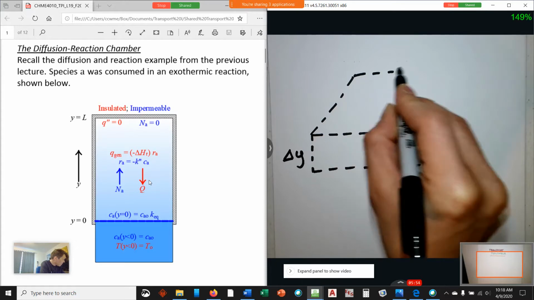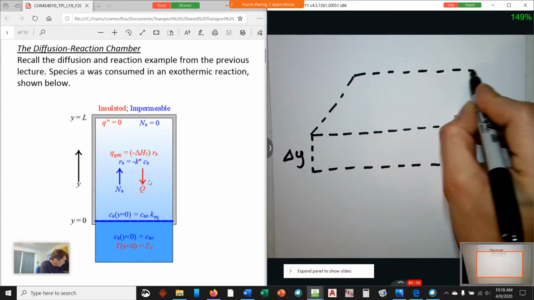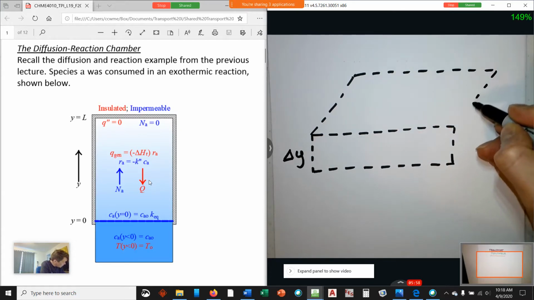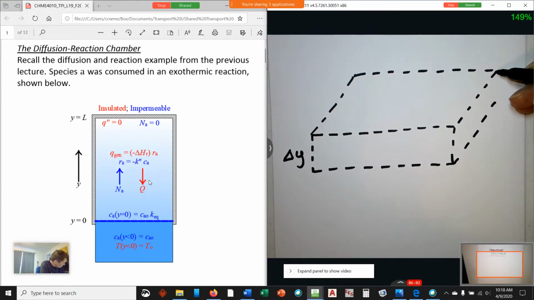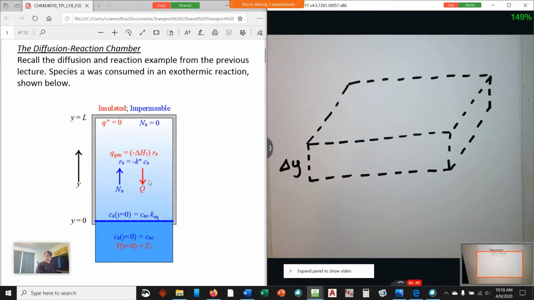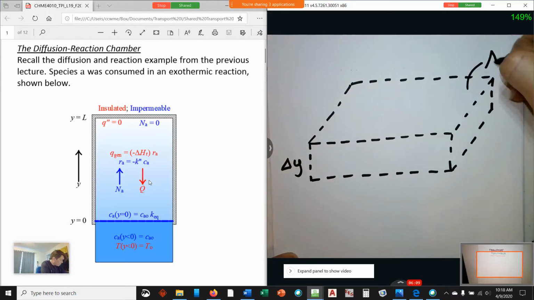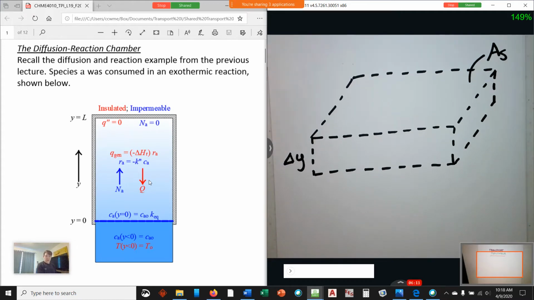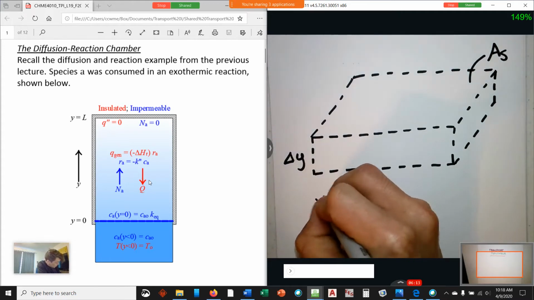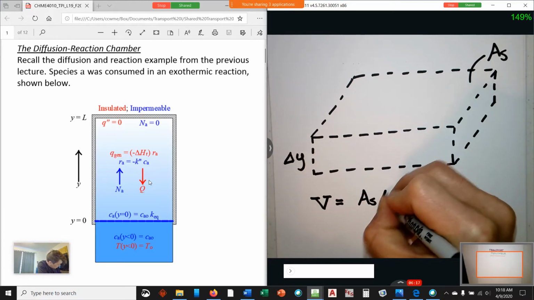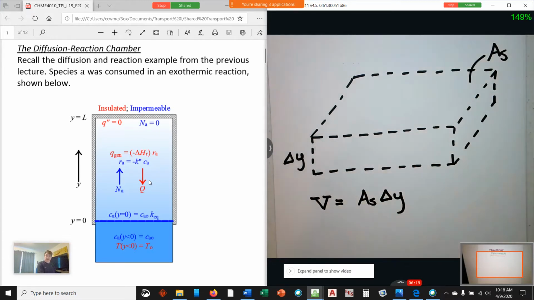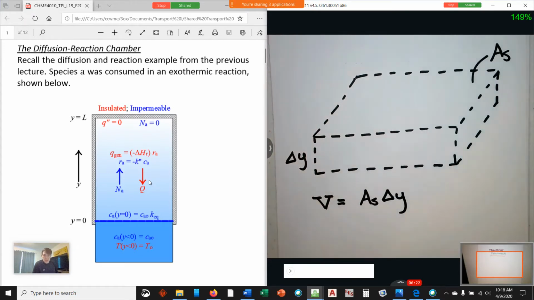So we can make this large in Z and X. We're not trying to capture a gradient in Z and X. So our control volume looks something like this. And the volume of this thing is then AS delta Y. So we've got the volume of our control volume.